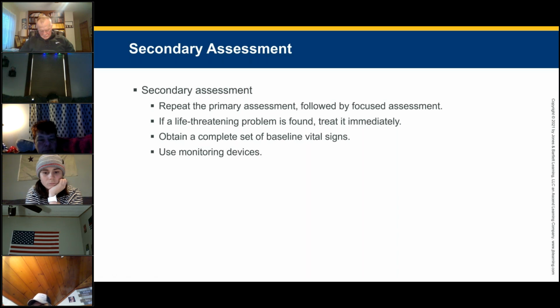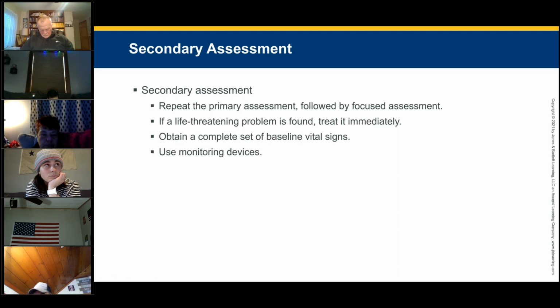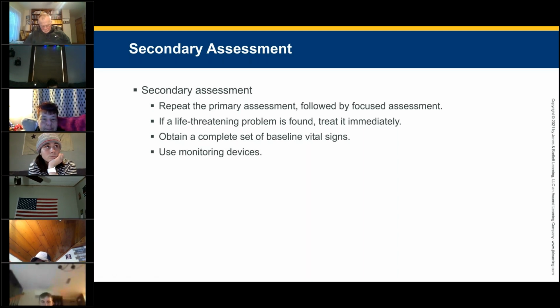Your assessment should be performed quickly but thoroughly to make sure you don't miss any significant or life threatening problems or delayed needed care. Whether your examination is of the entire body or just one specific area, if a life threatening problem is found, treat it immediately. And then your next step is going to be your vital signs.